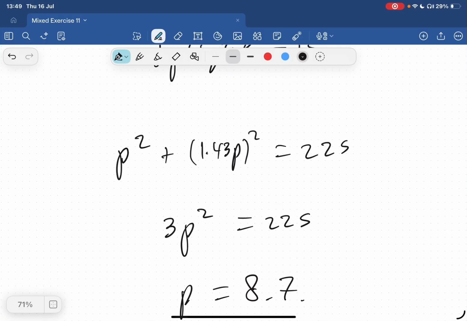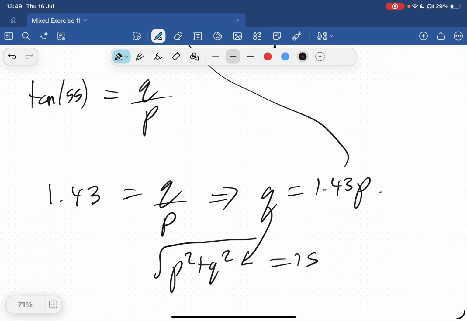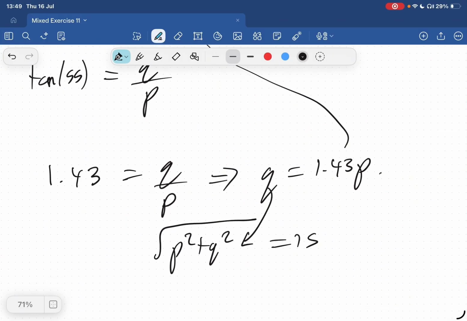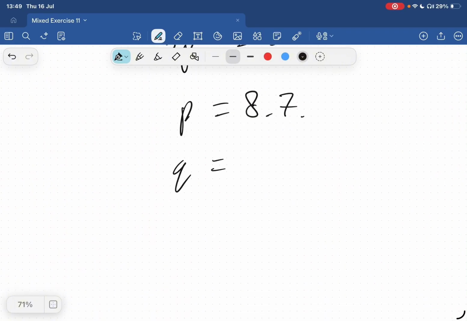Then we sub in P, what I got on my calculator, times that by 1.43. And that gives us that Q is 12. We're doing two significant figures here because there's quite a lot of rounding.